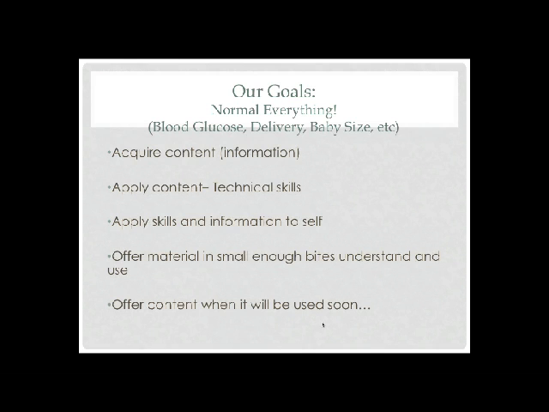Again, offering content close to when it's going to be used. So when I start talking about postpartum, that's towards the end of pregnancy, not when I first see them. It doesn't help if I'm going to see them at 13 weeks to start talking about the potential of having diabetes later. So close to when they need it.